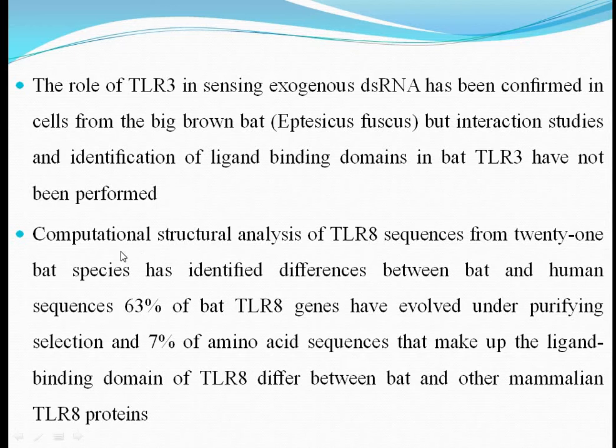Computational structural analysis of toll-like receptor 8 sequences from 21 bat species has been done, identifying differences between bat and human sequences. 63% of bat toll-like receptor 8 genes have evolved under purifying selection, and 7% of the amino acid sequence that makes up the ligand binding domain of toll-like receptor 8 differs between bat and other mammalian toll-like receptor 8 proteins.